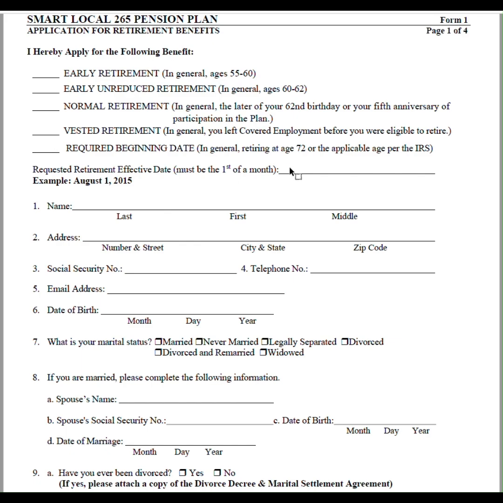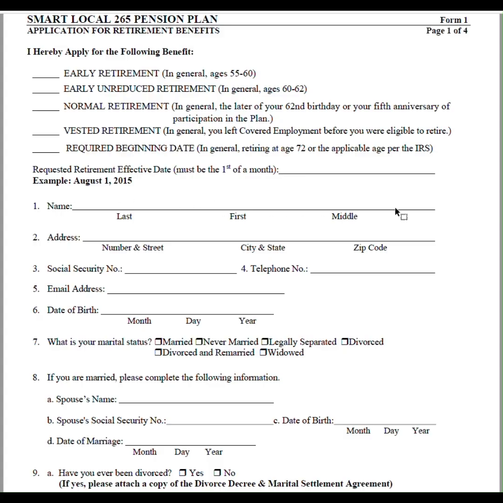You're going to write your requested retirement effective date on this line. Please note that your retirement effective date cannot be more than 6 months from when we sent you your application per federal law. If your requested effective date is after 6 months, then a new application will need to be completed. Your effective date is always going to be the first of the month following when we receive your completed application, unless otherwise noted.